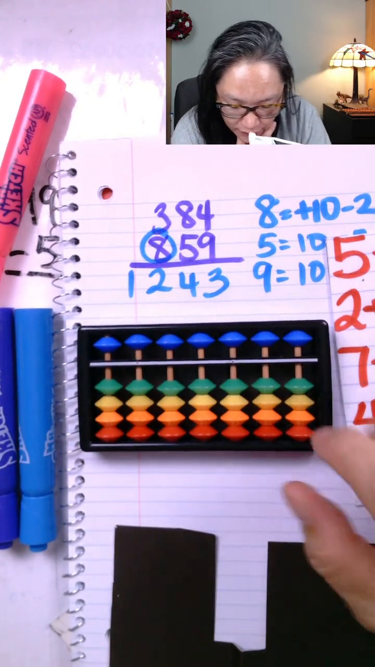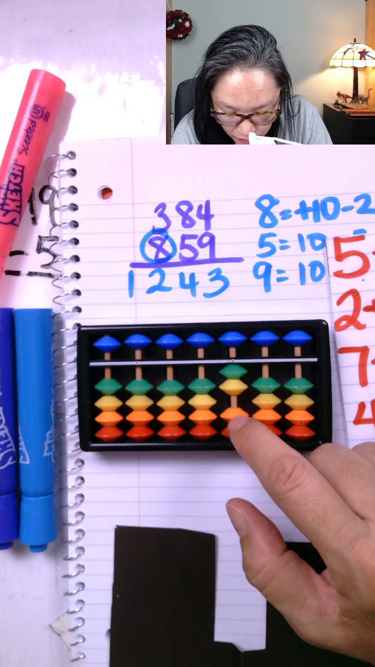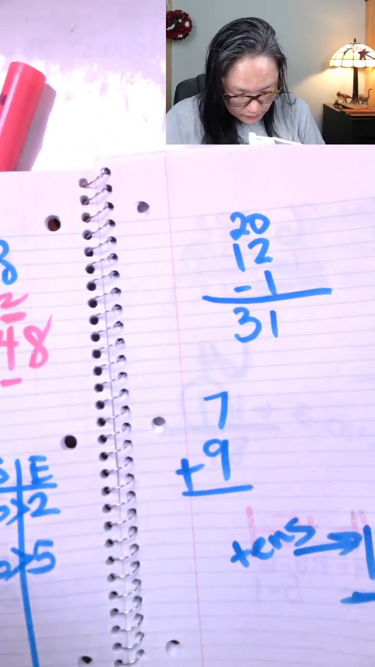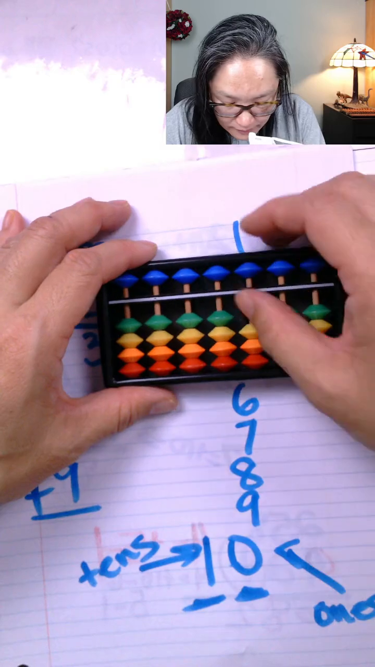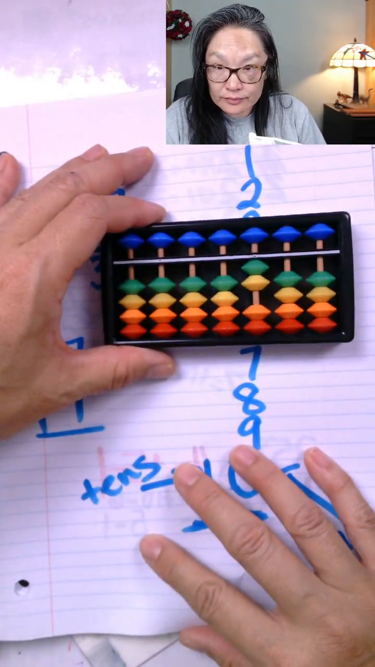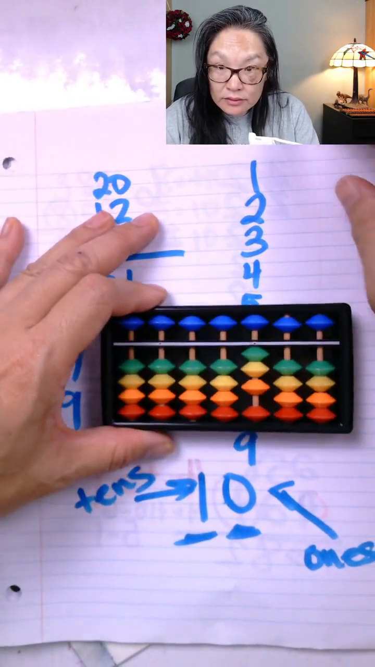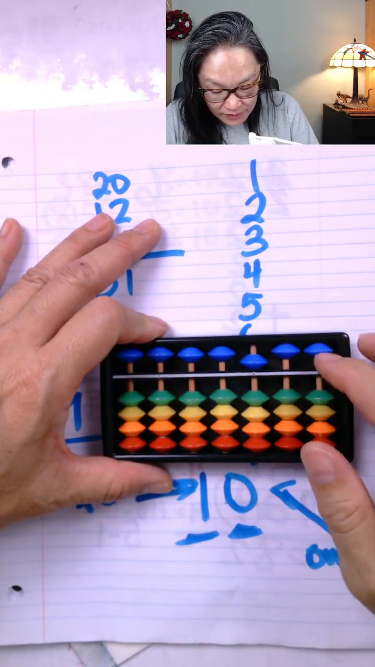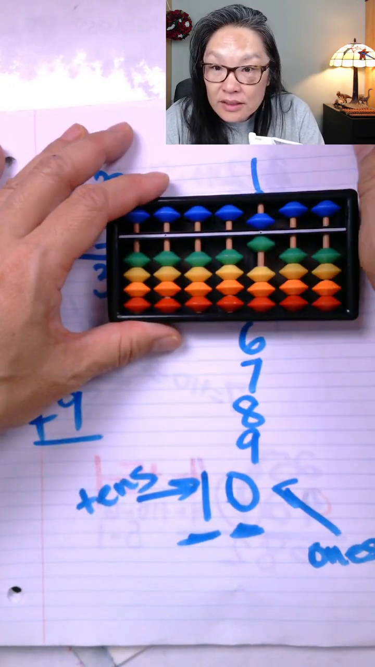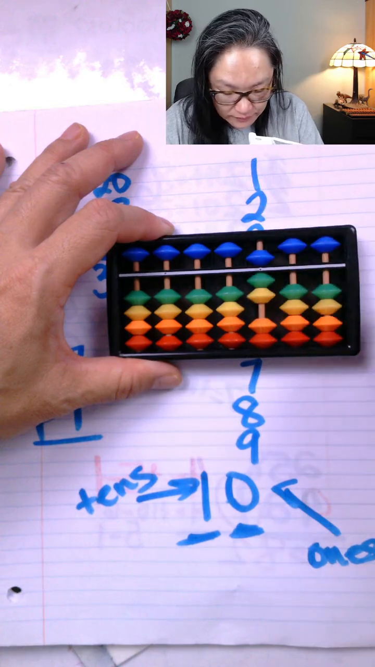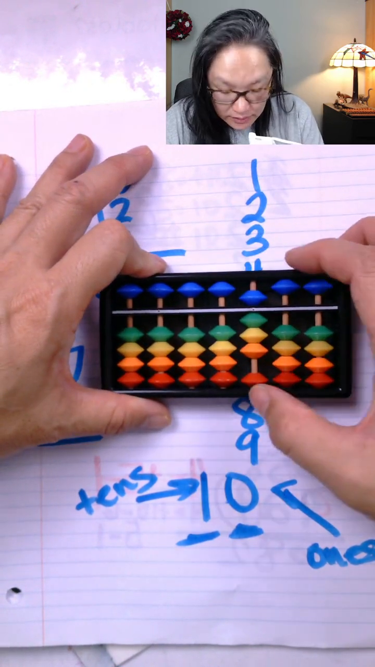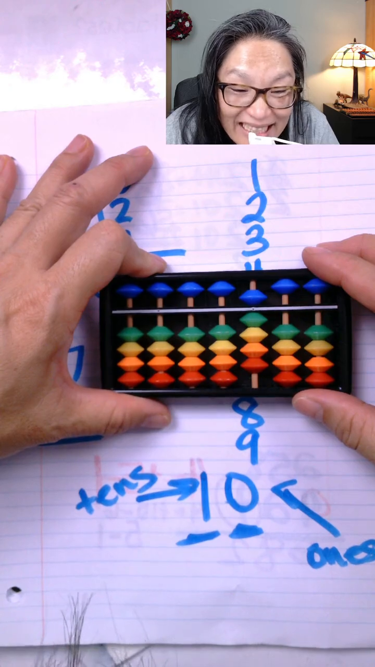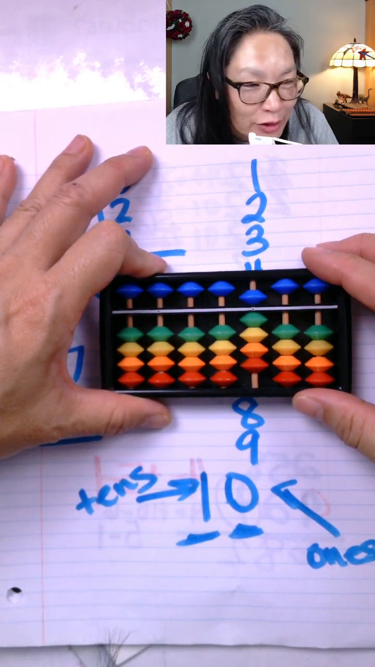Here we go. Let's do a review. So we do 1, 2, 3, 4. 5 is always the top beat. The top beat is always 5. And then we have 6, 7, 8, and then 9. It's how metrics should be. It's how imperial should be.